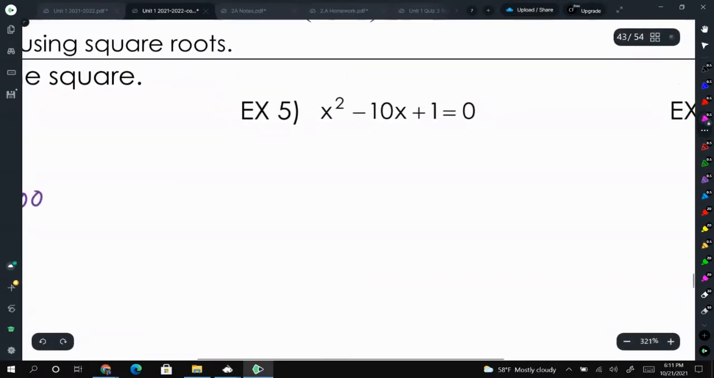In example 5 right here, we do not have ax squared plus bx. We have a c term there, but it's equal to 0. That's telling me, do I want to factor? Well, I don't think I can factor this problem, so we'll skip that and we'll go to completing the square. Subtract 1 from both sides, we get x squared minus 10x equals negative 1. So then I take that b value of 10 divided by 2 and square it.